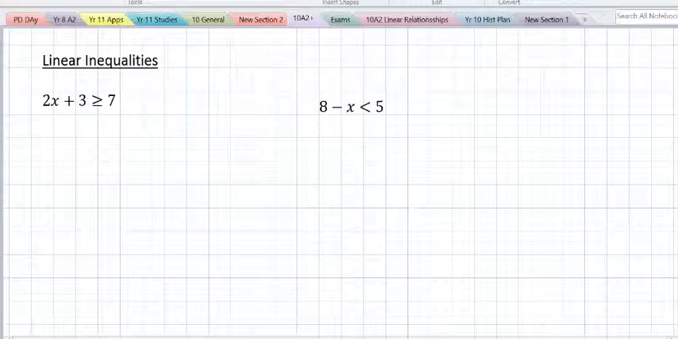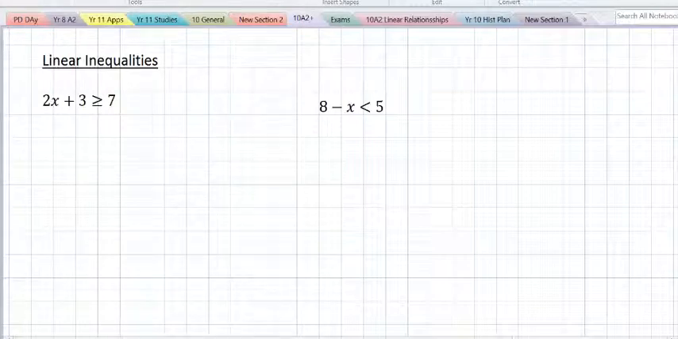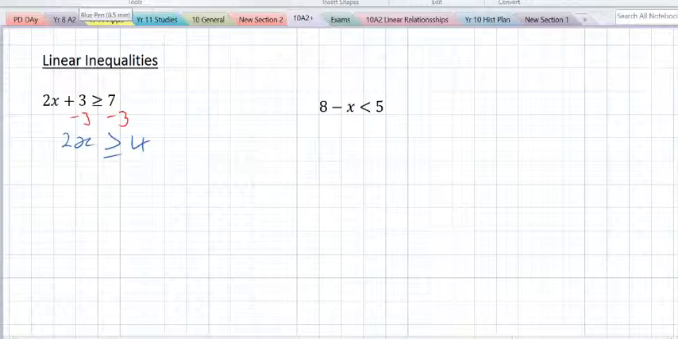Alright, Brody, take us away with the first one. 2x plus 3 is greater than or equal to 7. So 7 take 3 is 4. Good, we're taking 3 from both sides. Keep going. What would you do next? Then you divide 4 by 2. Good. x is greater than or equal to 2, right? Yes.